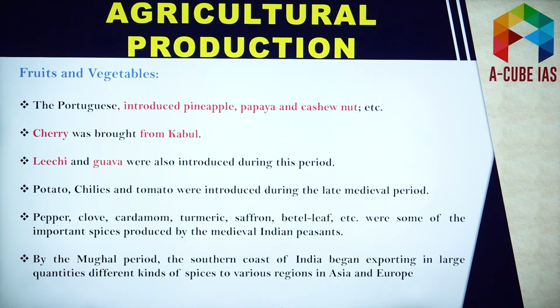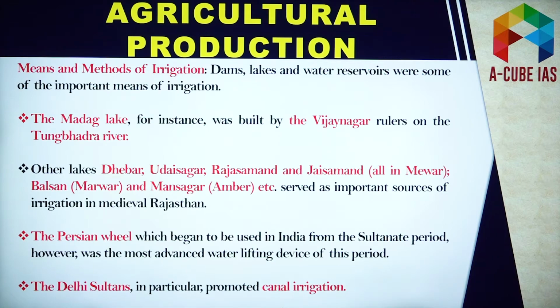So a wide range of vegetables were also produced by the medieval Indian peasants. And here I would like to tell you about Abul Fazl. He gives a list in his book Ain-e-Akbari. He provides a list of vegetables which were in use at that time. Now let's try to analyze the means and methods of irrigation.